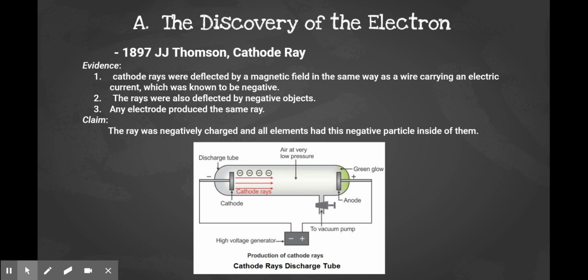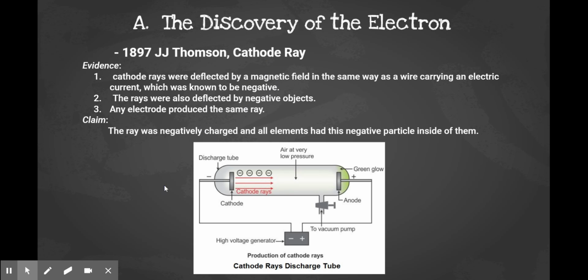And he noticed that any electrode, so the anode and the cathode, were made of metals and different elements, and anything that he put there produced the same ray. Okay, so he claimed from his evidence that the ray was negatively charged. Why is that? The reasoning you guys need to write out. Why did he conclude that they were negatively charged? Well, the ray that went across was behaving in the same manner as these negative things up here. So he knew these to be negative, and the ray was acting the same way.